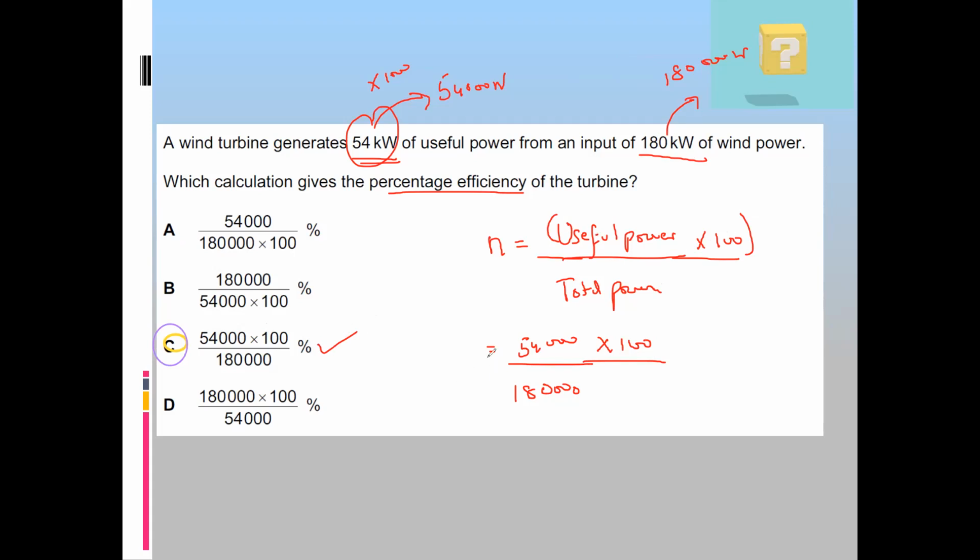So these are some questions related to the topic work and power, and I'll share another link and continue this discussion.